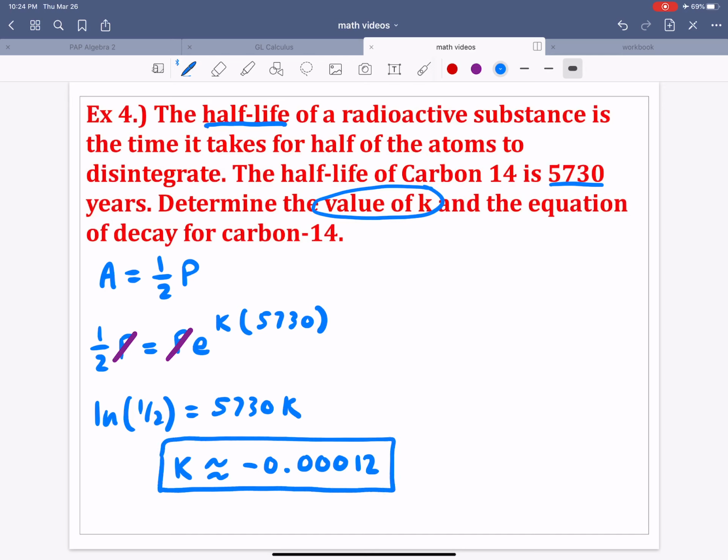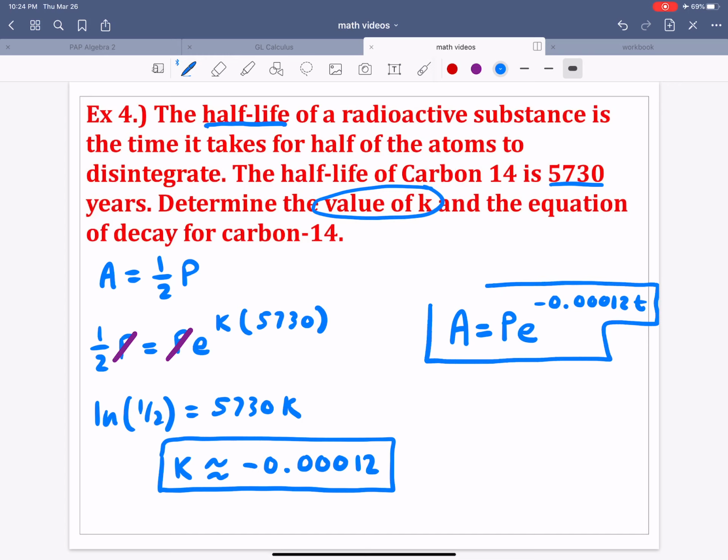There is the first part of the problem. We determined the value of k. And then the last thing that it asks us to do is the equation of decay for carbon-14. So the equation of decay is just going to be a generic equation. So it's going to be the future value equals whatever the present value is times e to the negative 0.00012 times t. That is the equation that you're going to use.